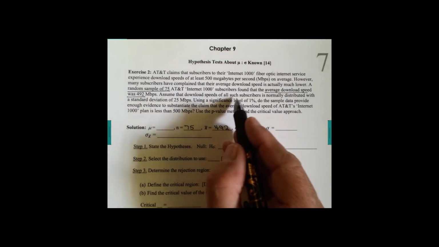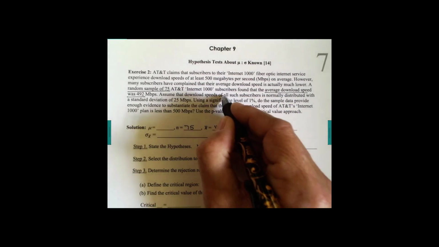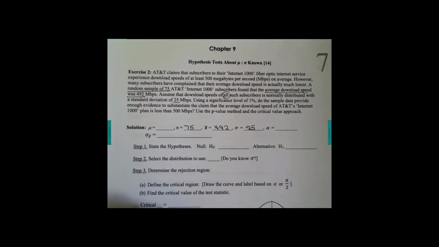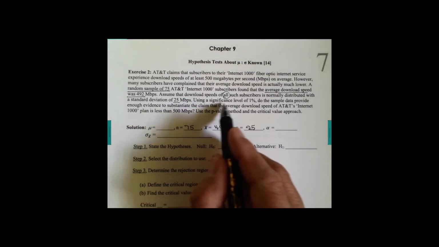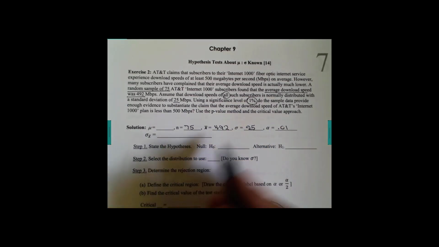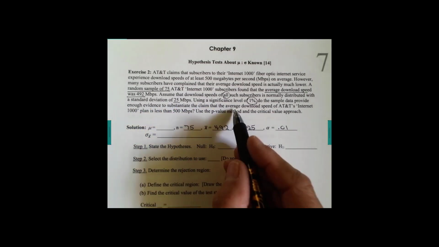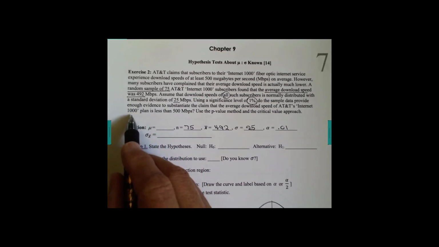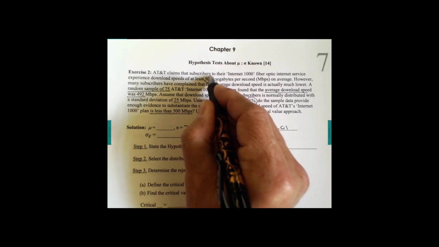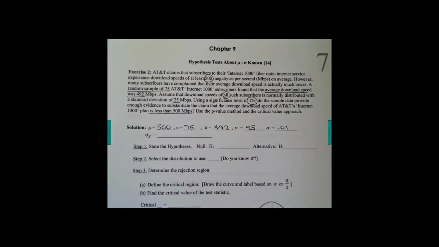Assume the download speeds of all such subscribers is normally distributed. Okay, that's good. And it also says population standard deviation of 25. That is the population standard deviation, which they have given to me. And then they say use a significance level of 1%. Alpha, therefore, is 0.01. And ask the question, do the sample data provide enough evidence to substantiate the claim that the average download speed of their Internet 1000 plan is less than 500? Okay, so 500 is the old claim. That has to be what we are comparing it against. We'll call that the old population mean.